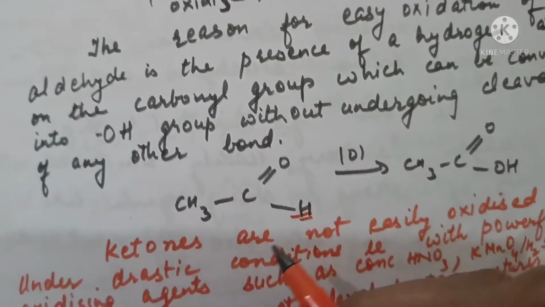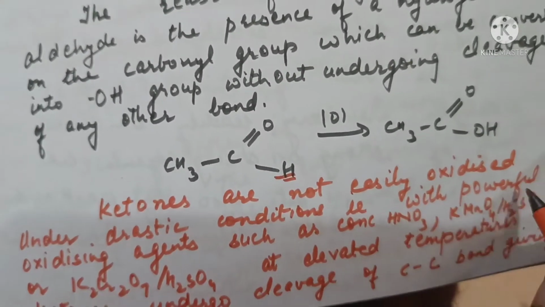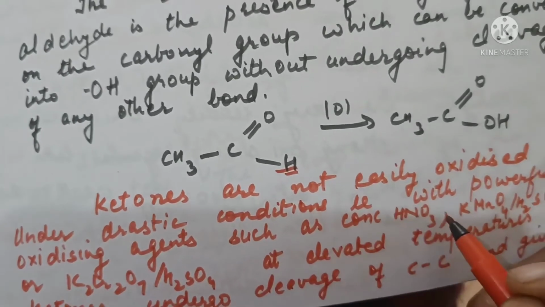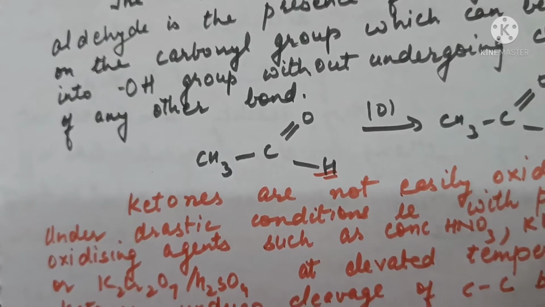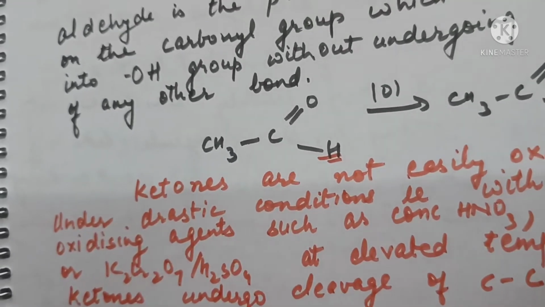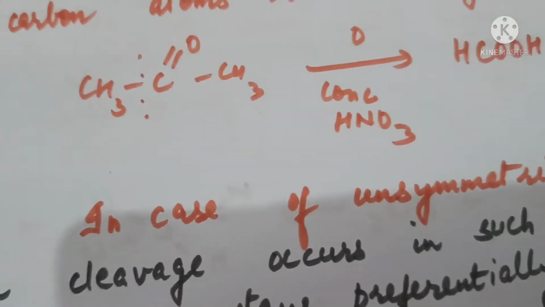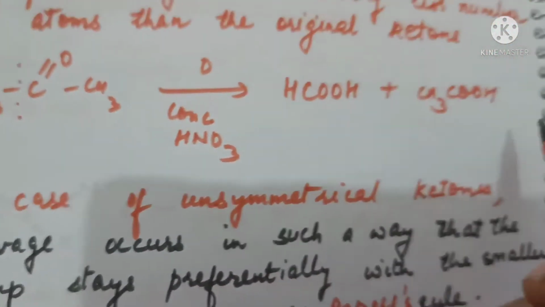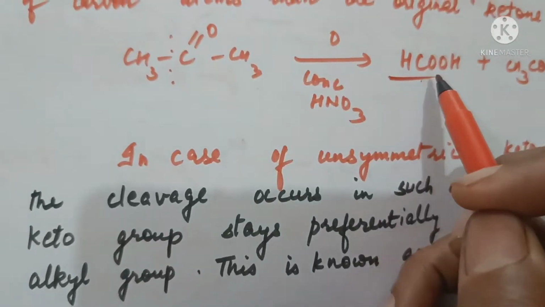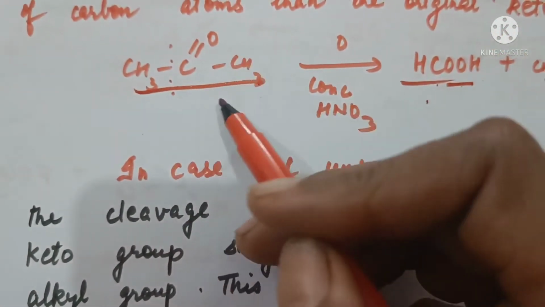On the other hand, ketones are not easily oxidized. Under drastic conditions, that is with powerful oxidizing agents such as concentrated nitric acid, acidified potassium permanganate or acidified potassium dichromate at elevated temperatures, ketones will undergo cleavage of carbon-carbon bonds to form a mixture of acids. Carboxylic acid that is formed contains fewer carbon atoms than the original ketone.